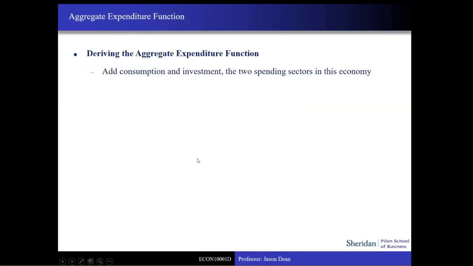We're going to add consumption and investment. So we know our consumption function is equal to 50 plus 0.75y. We know that investment is equal to 75. So we just add them together. We get our aggregate expenditures function. Okay, so the aggregate expenditures function incorporates all of the components. So at this point, we just have consumption and investment. Later, we'll add government and the foreign sector.